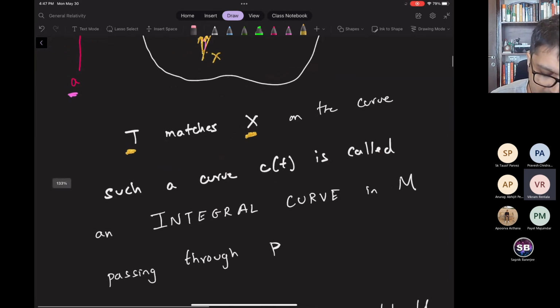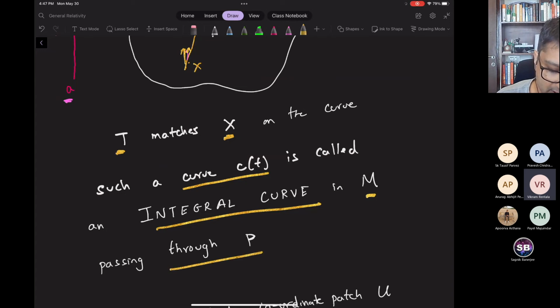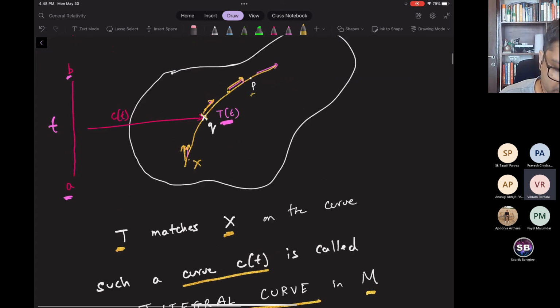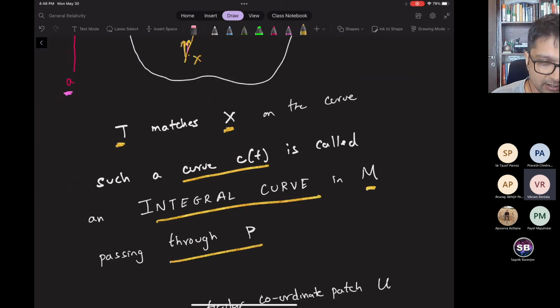If we find such a curve, first of all, the claim is that this curve exists and is unique. The second is that such a curve C of t is called an integral curve in M. This is the name that we give to such curves. They're called integral curves in M, and this is an integral curve on M passing through the particular point P. So is the claim clear? We'll prove this claim next.